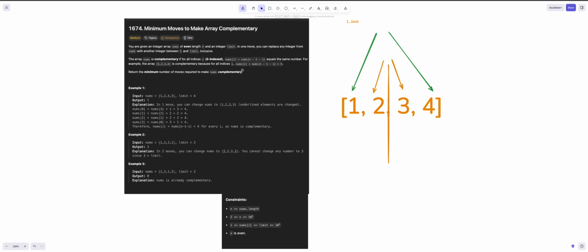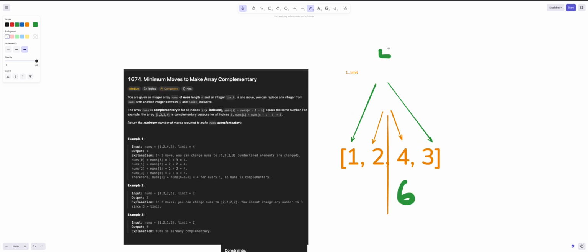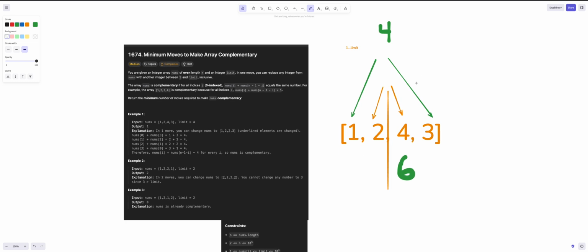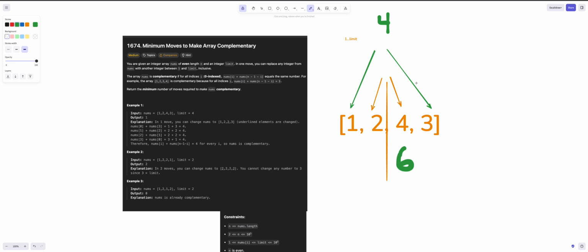For example 1, I could simply update the values here: 1, 2, 4, and 3. That simply explains 2 plus 4 is 6, 1 plus 3 is 4. They are not complementary at the moment. So our goal is to make the minimum number of moves to make that array become complementary.